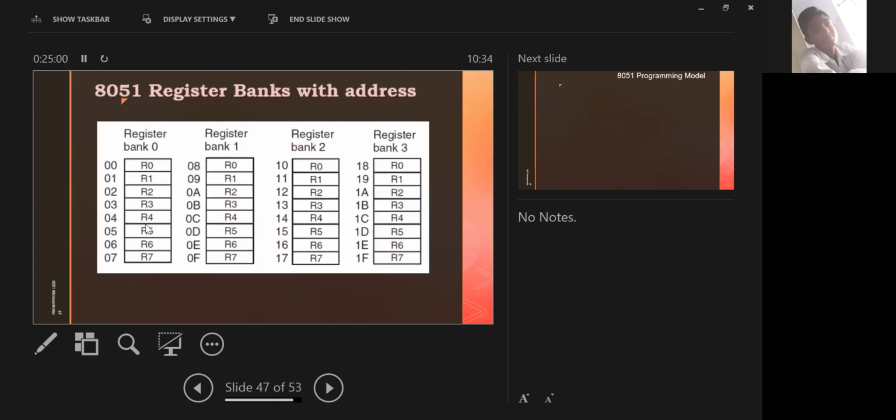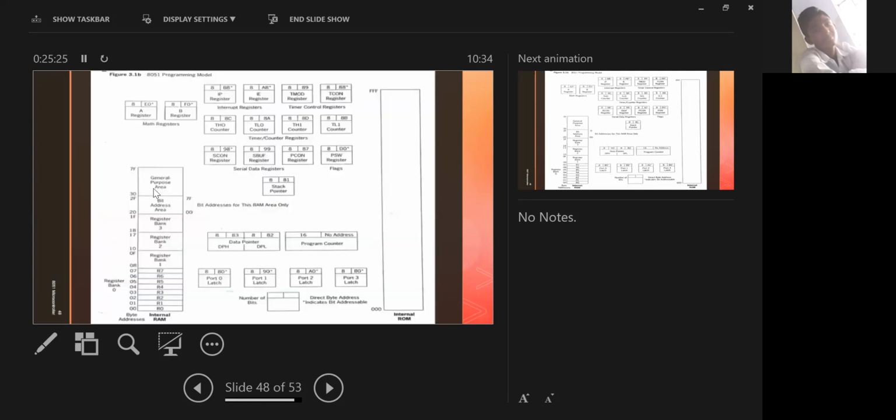Okay, so register bank with addresses. These are the addresses: 00 to 07H, then 08 to 0FH, 10 to 17H, and 18 to 1FH, in hex. So those are the addresses of the banks. Okay, so this is the programming model.